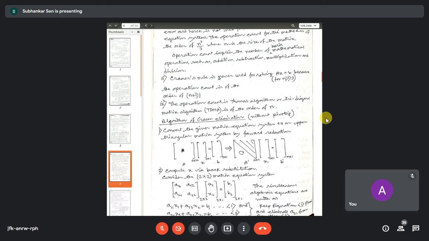So why do we need the diagonal dominance? Because in direct methods like Gauss elimination, even in the Thomas algorithm, every time we divide, there are steps where we divide by the diagonal term. So when you are dividing by the diagonal term, this diagonal term should not be very small. It cannot be zero, and it cannot be close to zero.